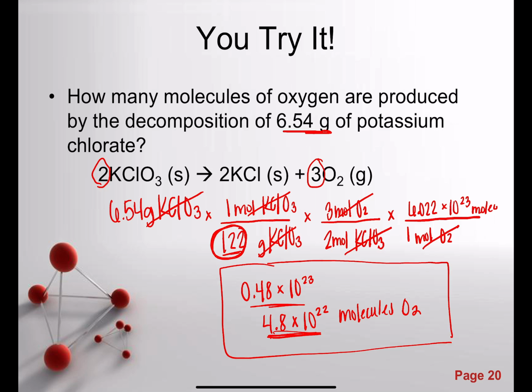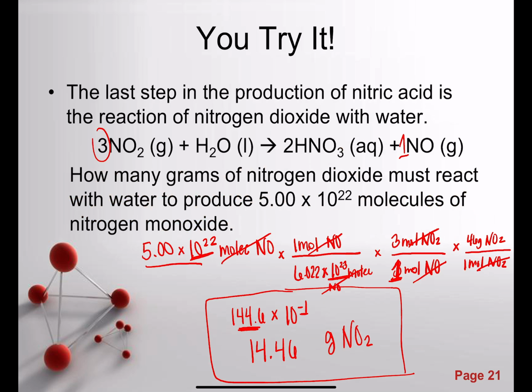Okay, but we started with what they gave us, 6.54 grams of potassium chlorate. Then we did the molar mass ratio. Then we did the mole ratio. And then we went to molecules. And you should have got 4.8 times 10 to the 22nd molecules of O2. Okay, let's take a look at the next one.